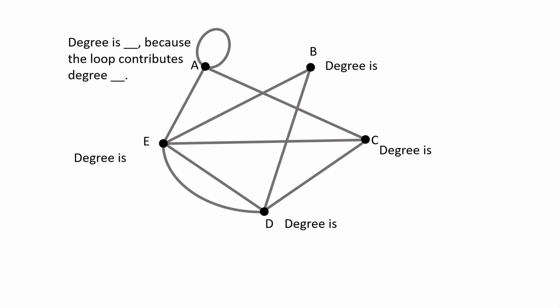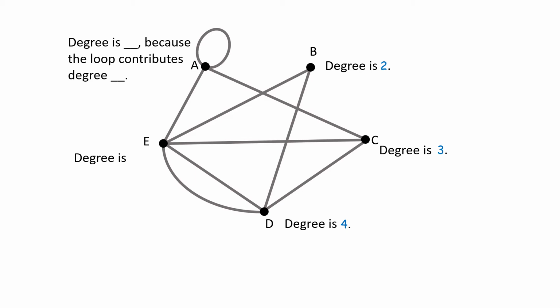Let's identify some degrees starting at vertex B. The degree is 2 as it has 2 edges attached to it. At vertex C, we see 3 edges attached to it. At vertex D, the degree is the number of edges attached to it, and that's 4.